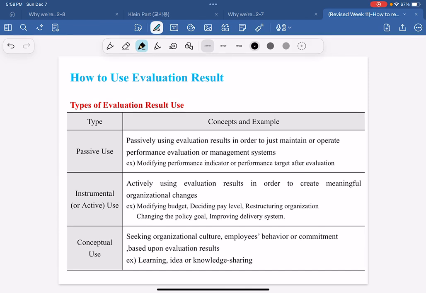In this way, evaluation results motivate the employees' internal values, and then fundamental behaviors can change, and in the long term, the policy outcomes and performances are improved. This is the fundamental use of evaluation result.